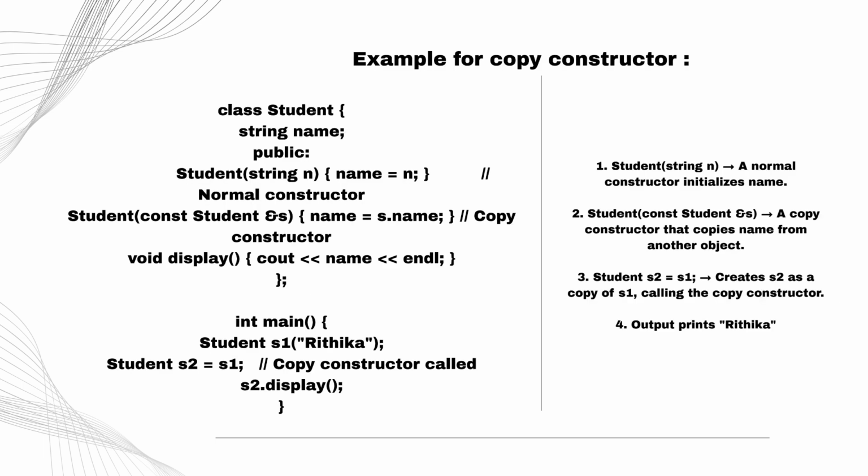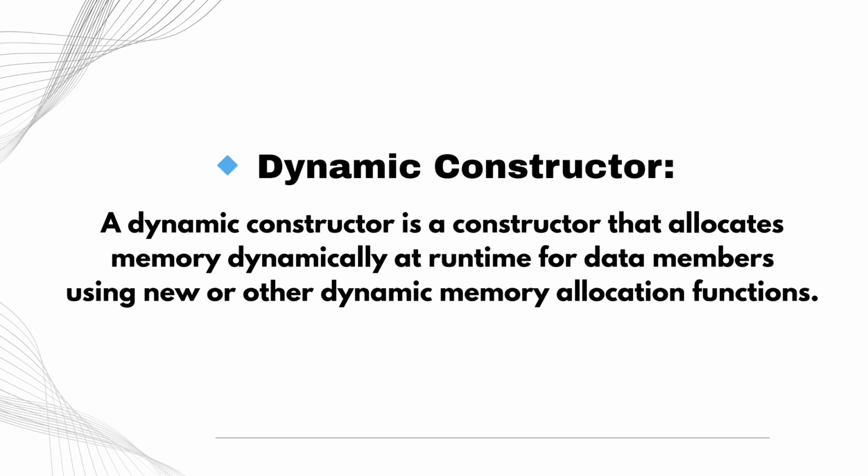Let's see the example of the copy constructor. Here, Student(string) is a normal constructor that initializes a name. A copy constructor copies the name from another object. Student s2 = s1 creates s2 as a copy of s1, calling the copy constructor. The output is Ritika.